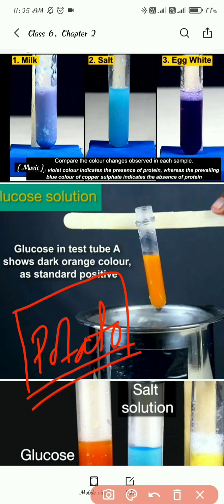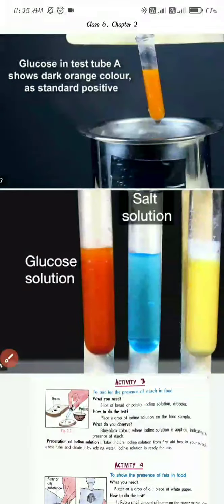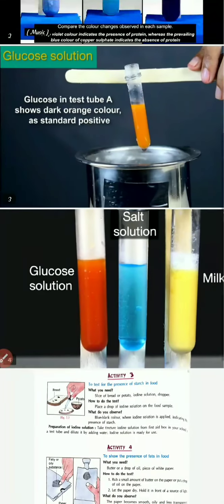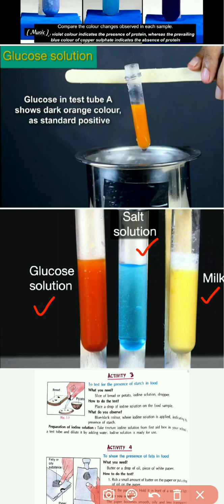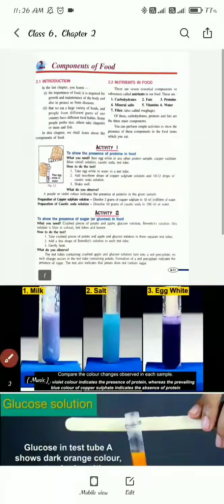Yeah. So here also you can see there are three solutions. One is glucose, the other one is salt solution, and the other one is milk. So here there's no glucose. Here the amount of sugar is high, so you have seen dark orange color. Here you can see a little bit of tint of color, so here there's a less amount of sugar. So this is what you will observe in activity 2.